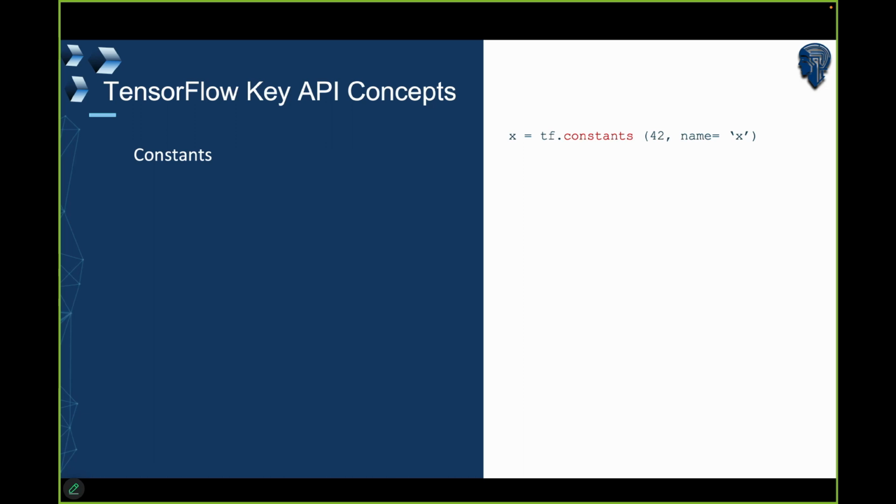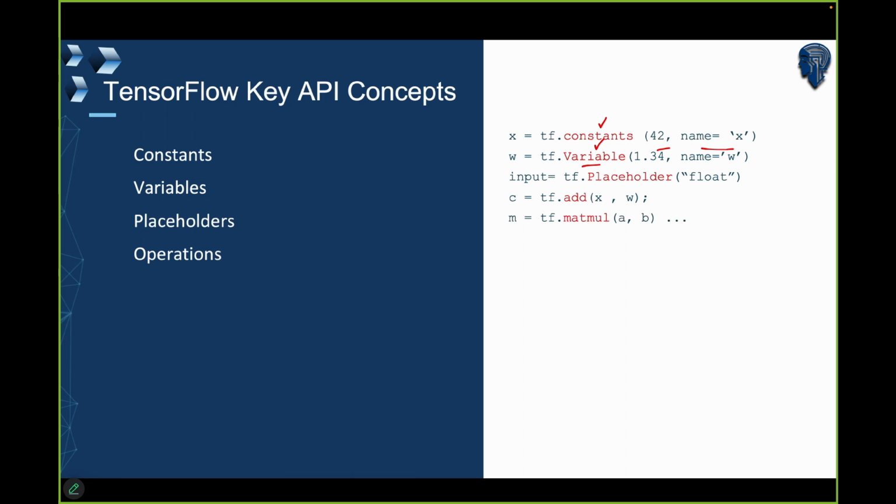the constants are declared. For example, constants. You can declare constants using tf.constant, and these are the constants you are declaring. Variables, you can declare using tf.variable. And placeholders, like a placeholder you are creating here, input equal to tf.placeholder of data type float. Then operations, like you can add matrices, you can multiply matrices. This is adding 2 matrices or 2 tensors, add, and then matrix multiplication A and B, and so on and so forth.